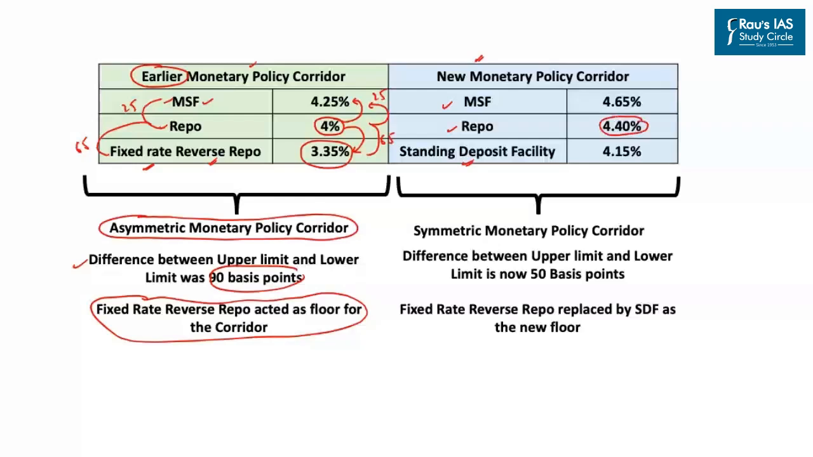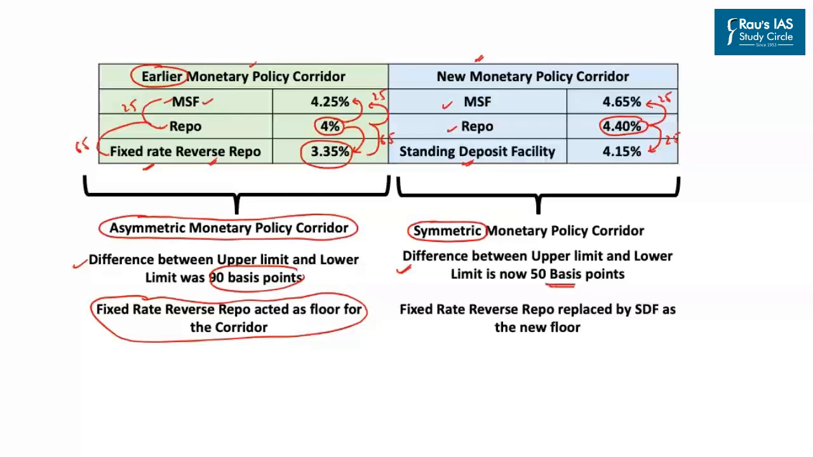Now have a look at the difference between repo and MSF and repo and standing deposit facility. Now repo is 4.40%. Accordingly, MSF is 25 basis points higher at 4.65%, and standing deposit facility is 25 basis points lower at 4.15%. Since the difference between repo and MSF and repo and standing deposit facility is the same, we call the new monetary policy corridor a symmetric monetary policy corridor. Now the difference between the upper limit and the lower limit in the corridor is 50 basis points.